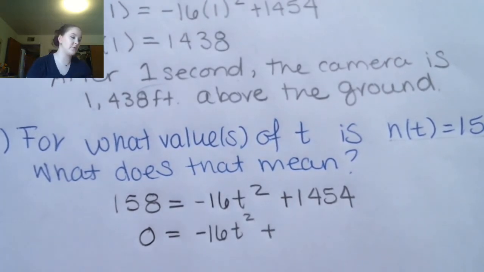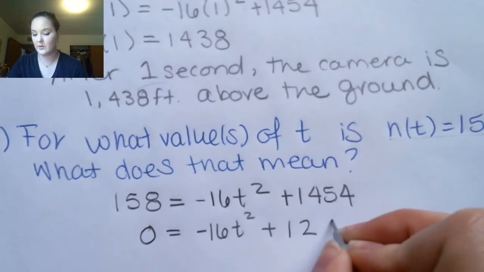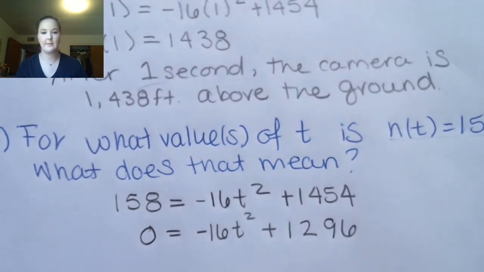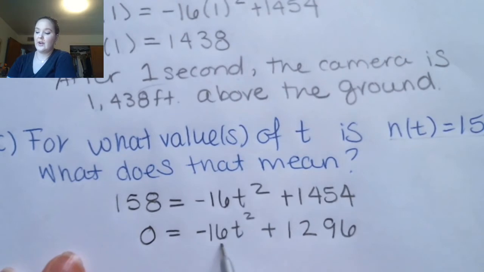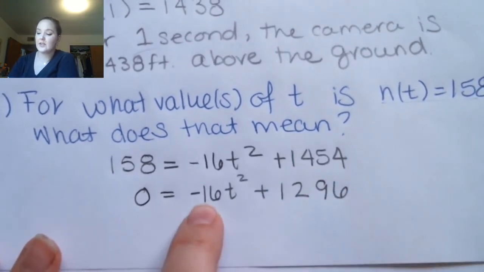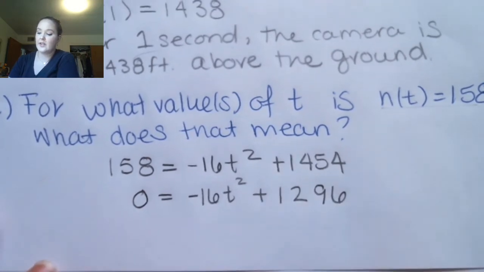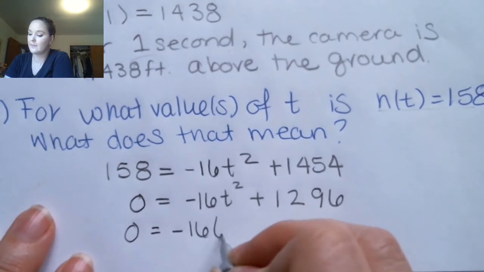Okay, so I'm going to subtract 158 from both sides. And that's 1,296. Okay. Now I'm going to give you a tip about these falling object problems. It's always beneficial to try to factor something out here. Okay, so we're going to check if 16 goes into 1296, and it does. Okay, so we're going to factor out this negative 16.